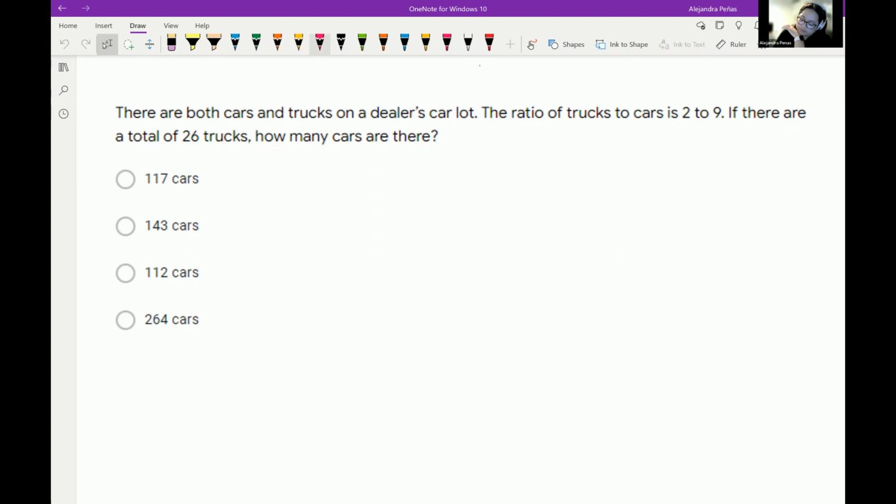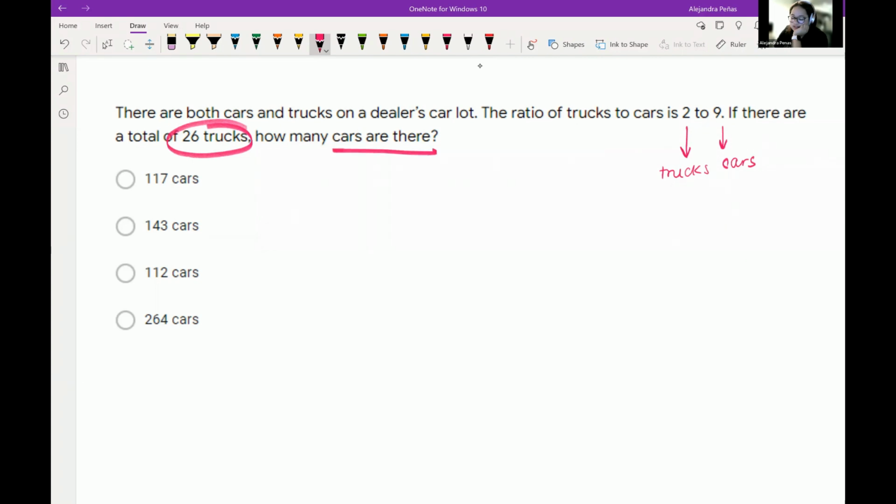So first of all, this 2, does it correspond to trucks or cars? Trucks. We got 2 different answers. So it's going to be trucks, because remember, the order of the words follows the order of the numbers. So the first word is trucks, so this has to be trucks, which means that this 9 is for the cars.